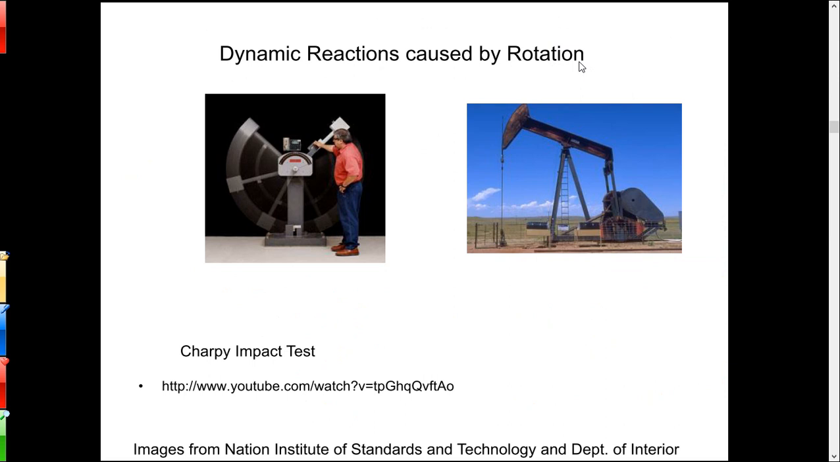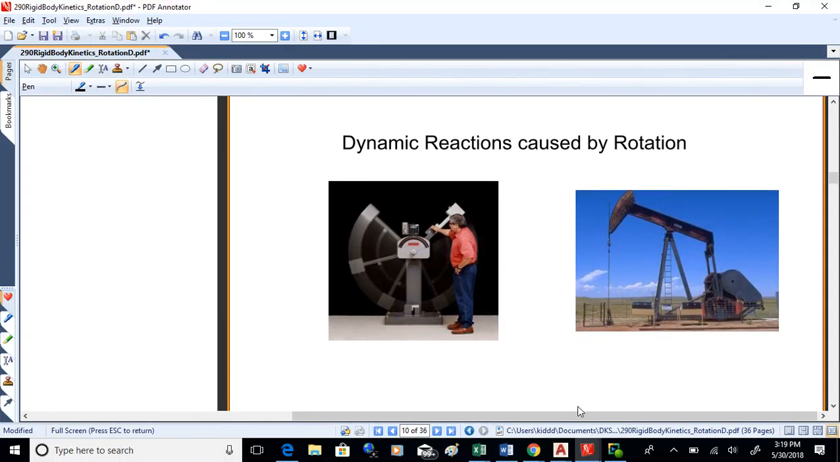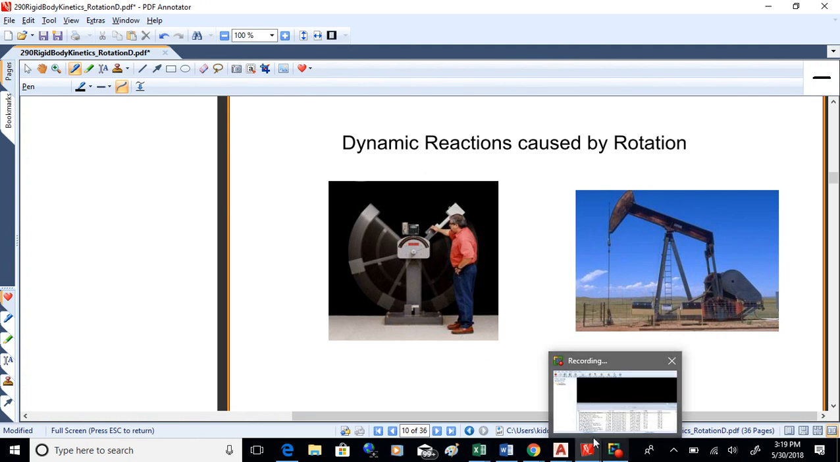All right. Now let's look at some dynamic reactions there. So let's look at an object that kind of rotates about a pin. And what I've got there is just a photograph of a Charpy impact tester, which is just a big hammer that'll swing on that central pivot there. And it's used to test the energy absorbed by materials. So that thing swings through and then basically will break a sample.